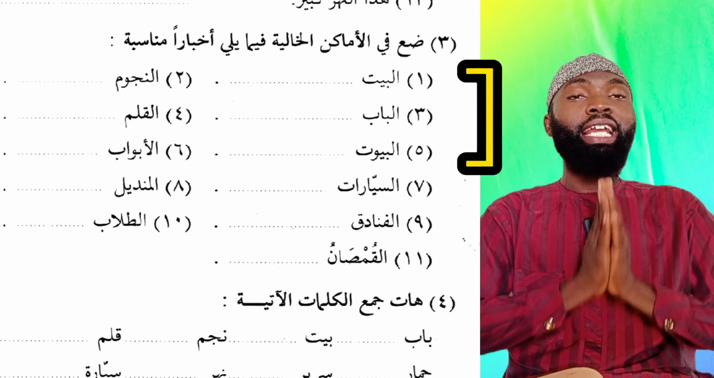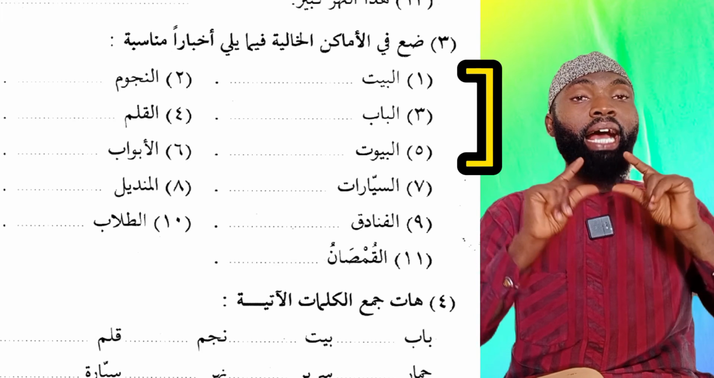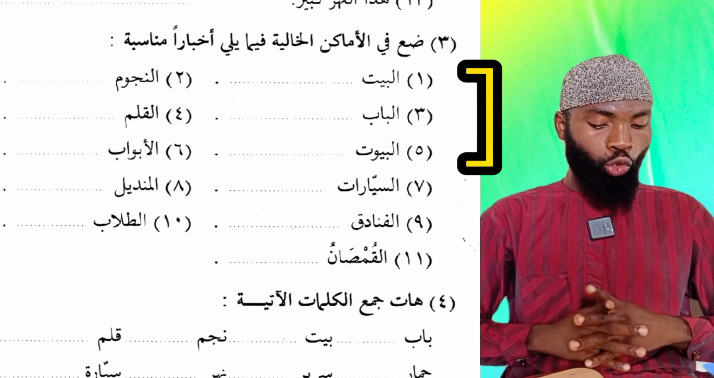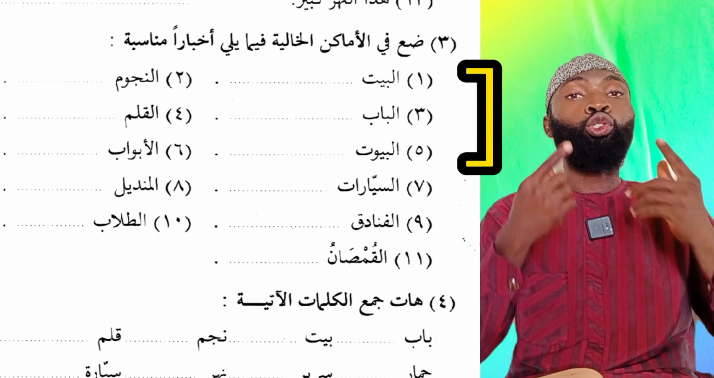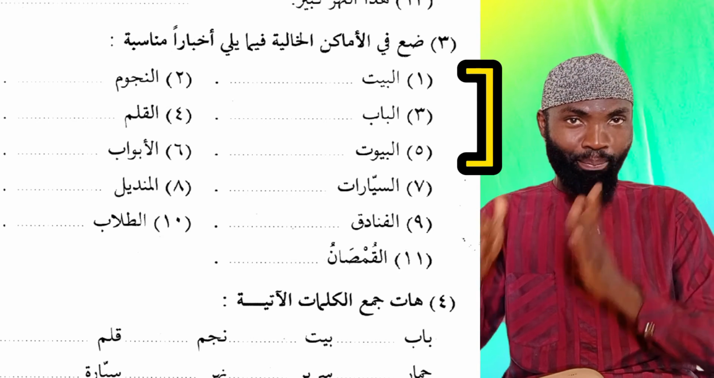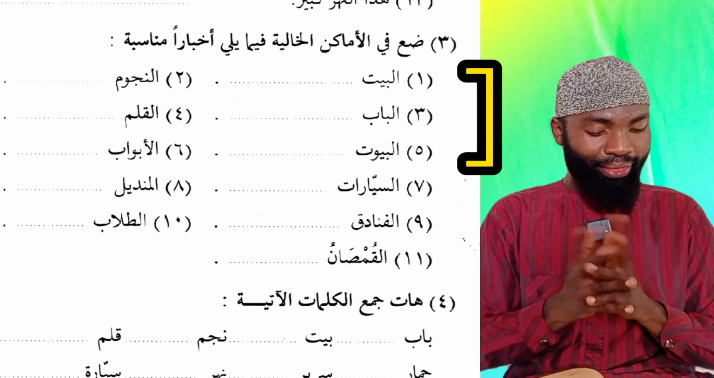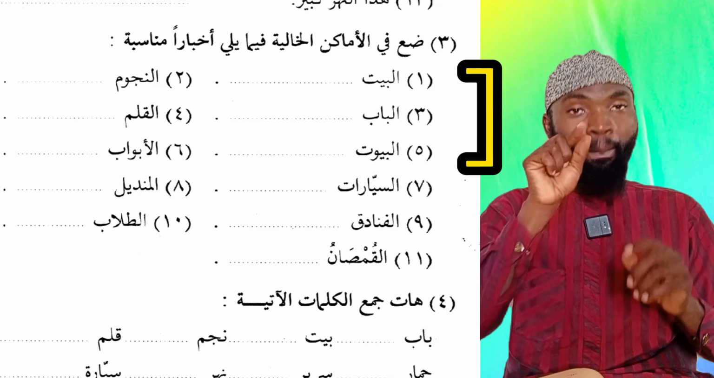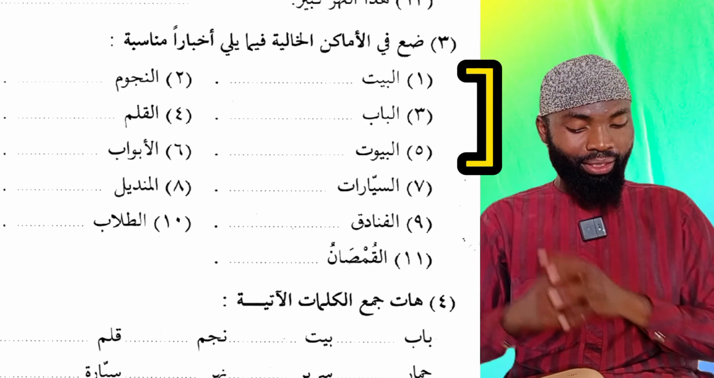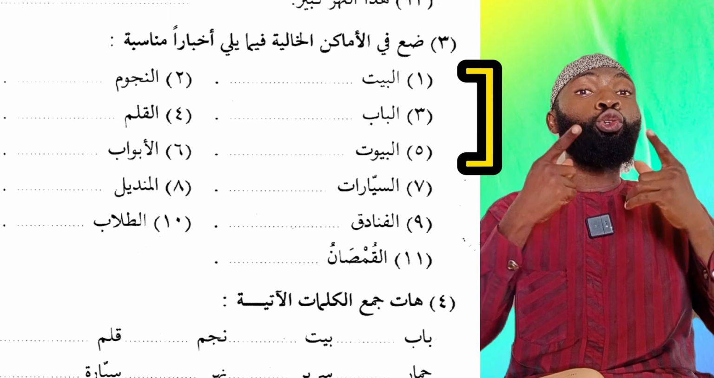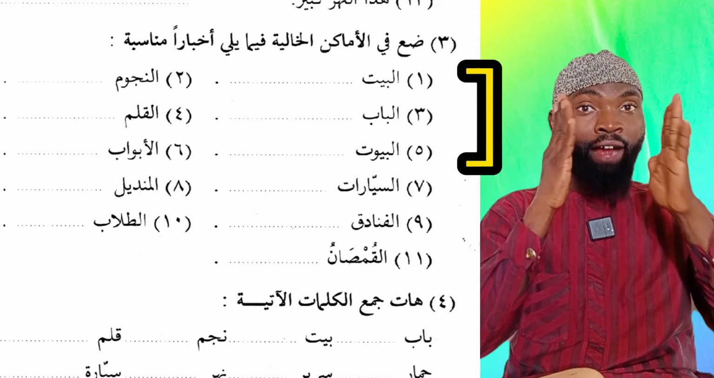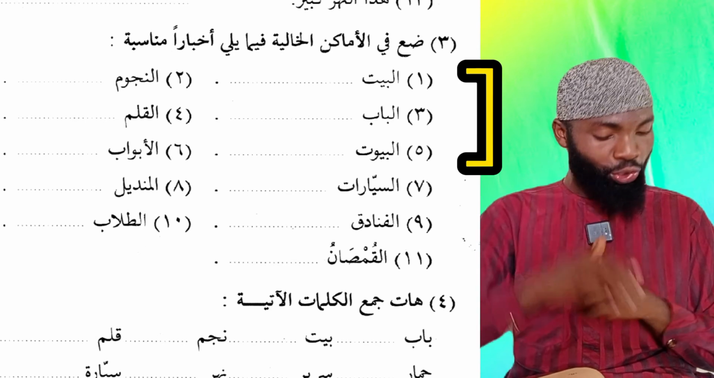Number 1, we have al-baytu. What do we say? We simply say al-baytu kabirun. The house is big. Number 2, we have an-nujumu. We say an-nujumu kathiratun. The stars are plenty, are many. Number 3, al-babu maftuhun. The door is open. Number 4, al-qalamu maksurun. The pen is broken. Number 5, al-buyutu ba'idatun. The houses are far.